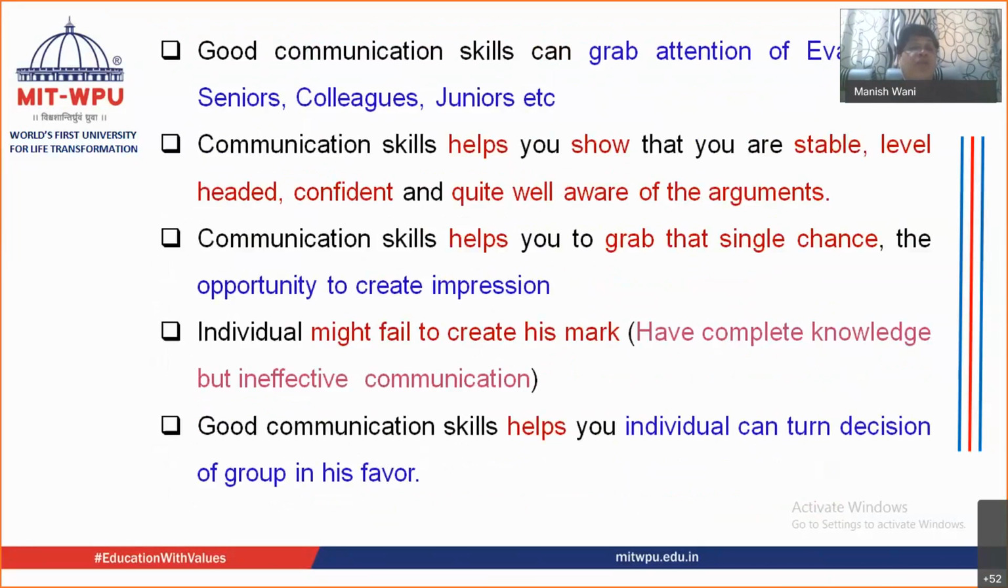If you have good communication skills, then you can grab the attention of the evaluators. If you're giving an interview, you are able to grab the attention of the evaluators. Evaluators are going to take notice of you.